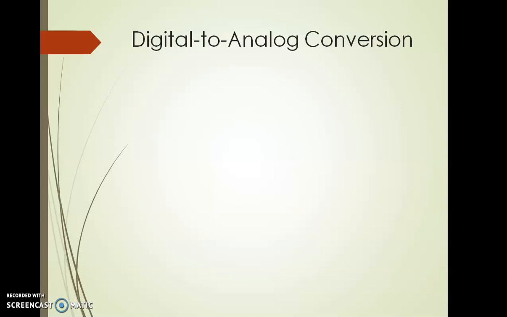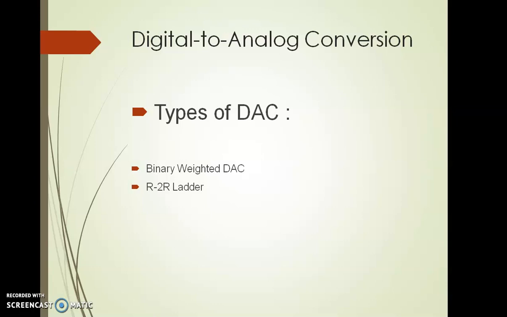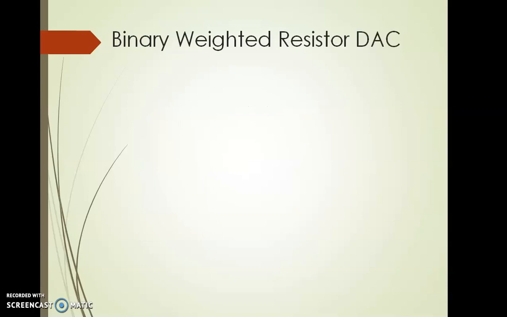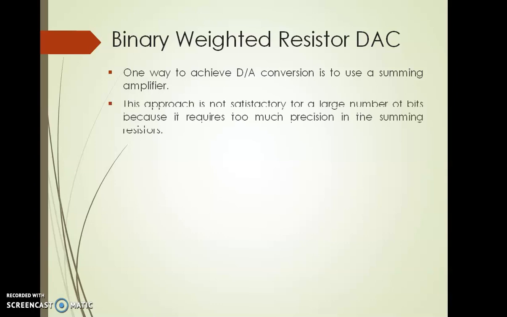There are different types of DAC, that is, digital to analog converters. The first one is the binary weighted DAC, and another one is the R-2R ladder. Today we are going to discuss in detail what exactly the binary weighted DAC is and how it works, with examples. The binary weighted resistor DAC is one of the ways to achieve digital to analog conversion, using a summing amplifier with different resistors.